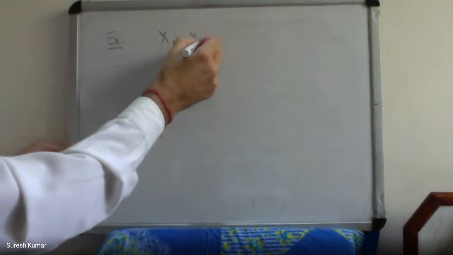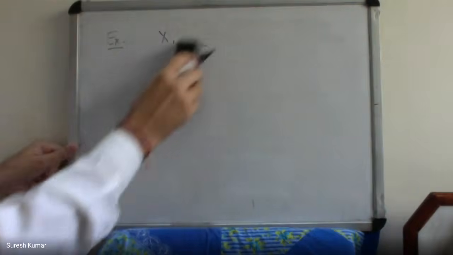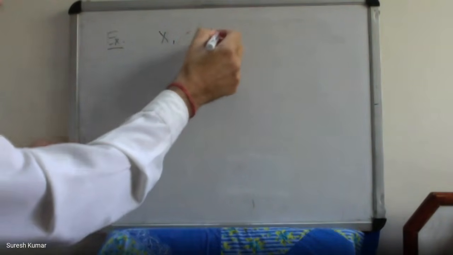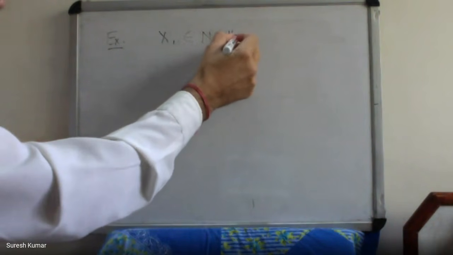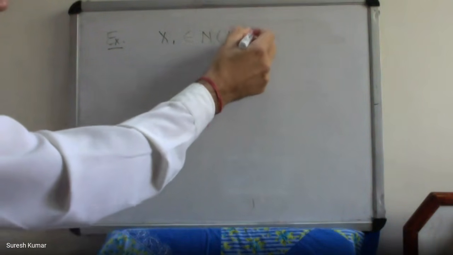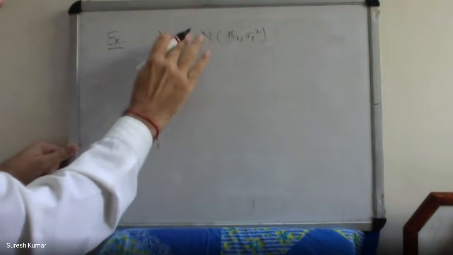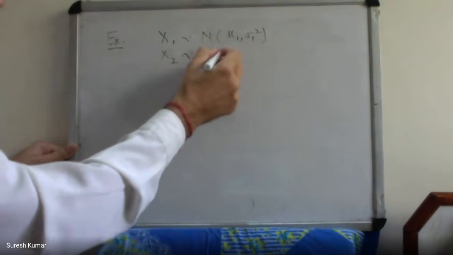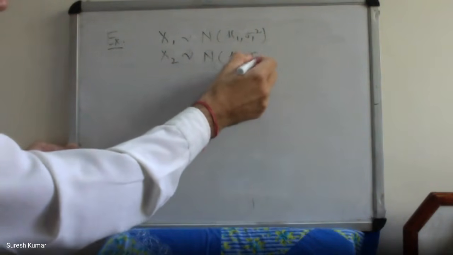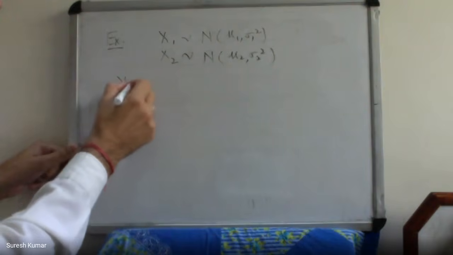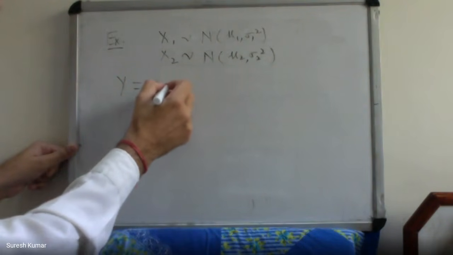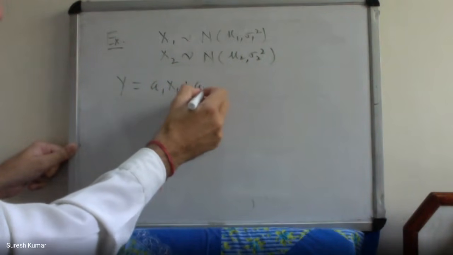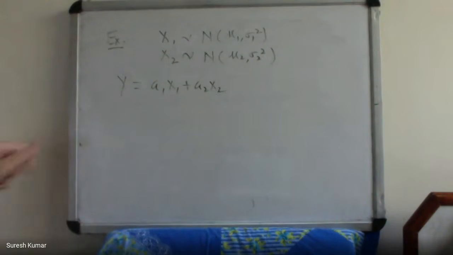Suppose X1, X2 are two independent random variables. X1 follows a normal distribution with mean mu1 and variance sigma1 square. X2 follows a normal distribution with mean mu2 and variance sigma2 square. A1, A2 are any two constants. Let's determine the moment generating function of A1 X1 plus A2 X2.